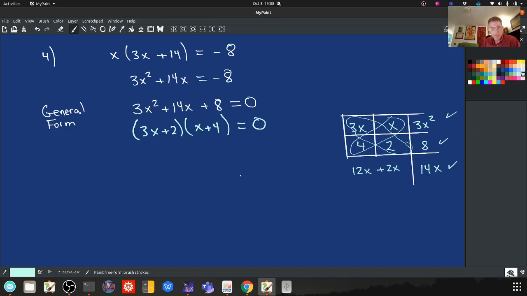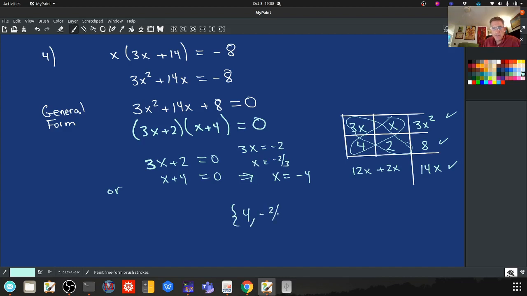So now all we have to do is set each factor equal to 0. This is the zero factor property. 3x plus 2 is equal to 0, or x plus 4 is equal to 0. The bottom one is super simple. That implies x is equal to minus 4. Up here implies 3x is equal to minus 2, so x is equal to minus 2/3. So my solution set is minus 4 and minus 2/3.